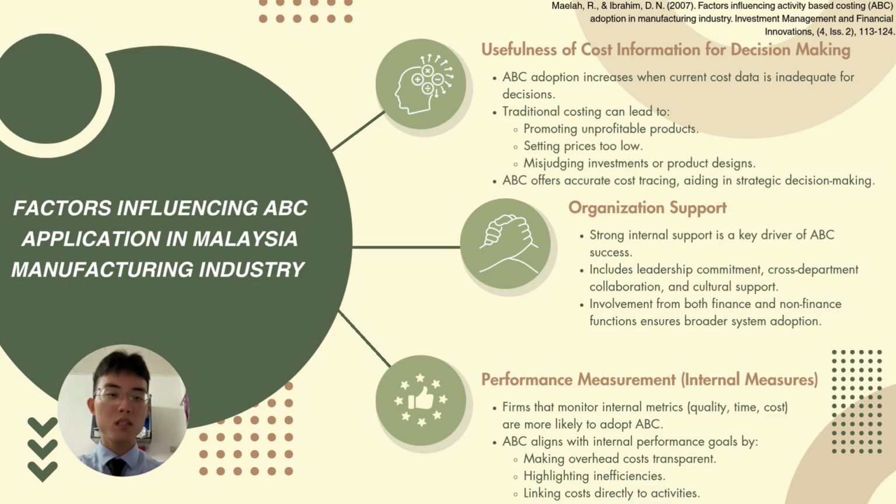The third significant factor is the performance measurement or internal measures. This refers to how companies monitor and manage internal processes like quality, time, and cost efficiencies. Firms that already emphasize these internal metrics are more likely to adopt ABC because they see it as an extension of their performance management tools. The study cited Malaysian firms' growing focus on internal indicators such as production efficiencies and quality controls. This is why ABC aligns well with their performance improvement goals. ABC helps these firms by making overhead costs more transparent, highlighting inefficiencies, and linking performance directly to cost-driving activities.